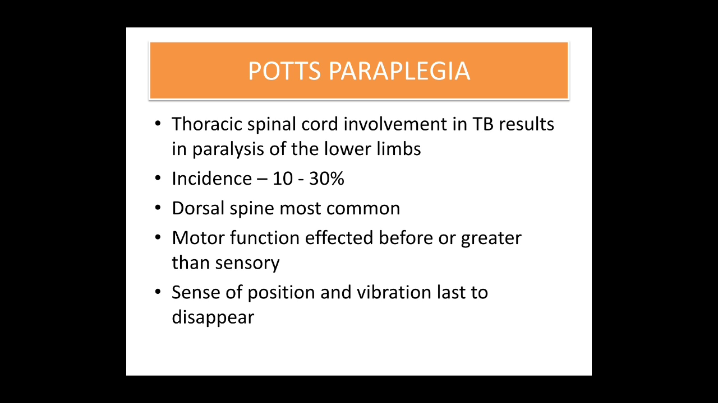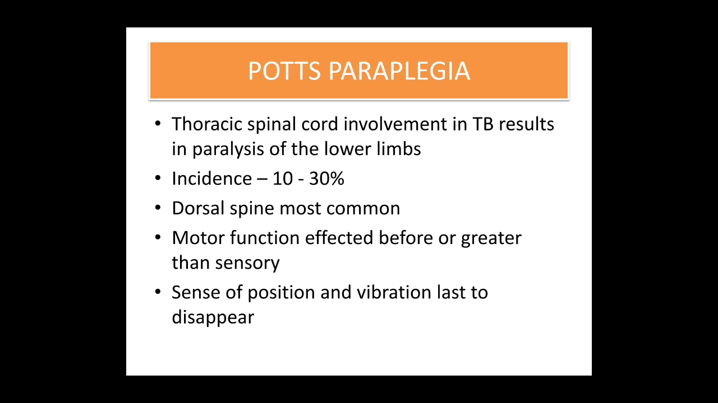So the vertebral body lies anterior to the spinal cord. So what happens is any pus, abscess, or granulation tissue which builds up here goes posteriorly and compresses the spinal cord. So what do we have in the anterior part of the spinal cord? Obviously the motor tracts. The motor tracts are the ones in the anterior part of the spinal cord, and the dorsal or posterior part of the spinal cord is predominantly sensory.